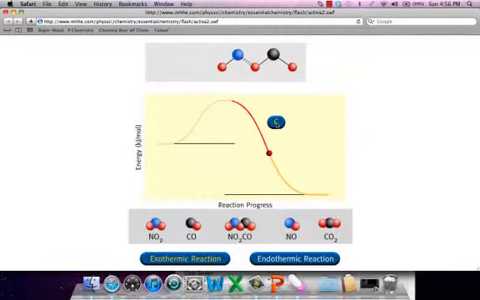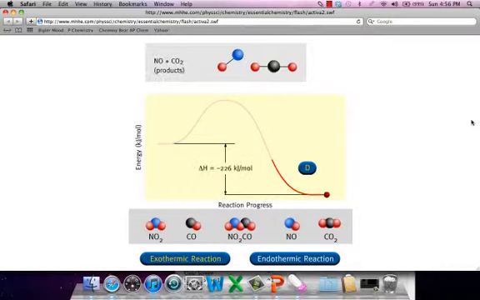At this point in the reaction, the bond between carbon and oxygen continues to strengthen, and the bond between nitrogen and oxygen continues to weaken. A bond is now formed between carbon and oxygen. The bond between nitrogen and oxygen has broken. The products of this reaction are nitrogen monoxide and carbon dioxide. The products are more stable than the reactants. The products have a lower potential energy. In this type of reaction, heat will be released by the reaction to the surroundings. The heat released by the reaction is 226 kilojoules per mole. This is an exothermic reaction.